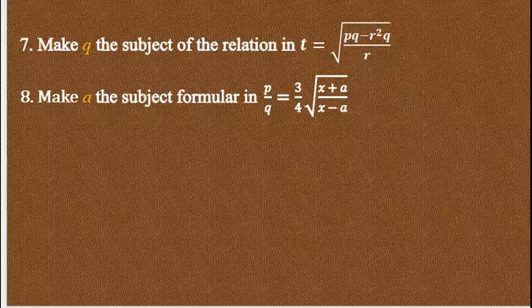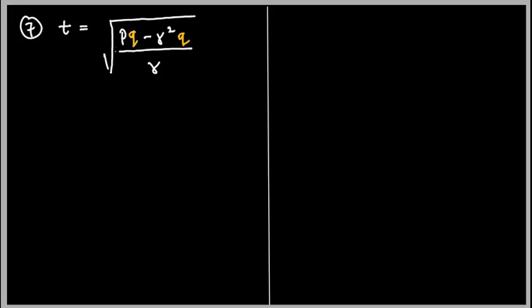So let's look at the seventh question. Make Q the subject of the relation: T equals the square root of PQ minus R squared Q over R. So what can we do here? Observe that Q is under a square root, and for us to get Q, we must take the square root out. As you know, to remove the square root, we must square both sides.